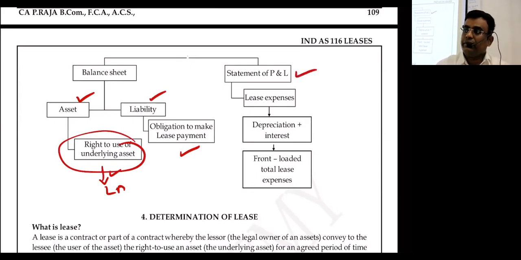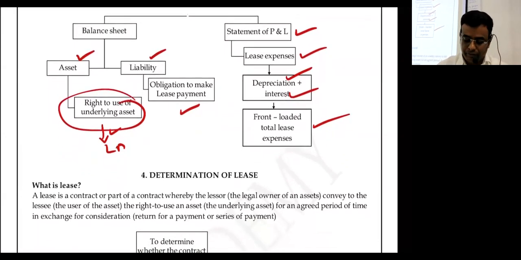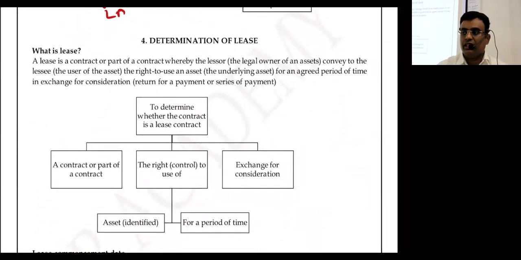Statement of P&L. You will be having lease expenses. You will be having depreciation. You will be having interest and other expenses. Yes or no? Everybody, are you getting connected with me? Yes, sir. No.